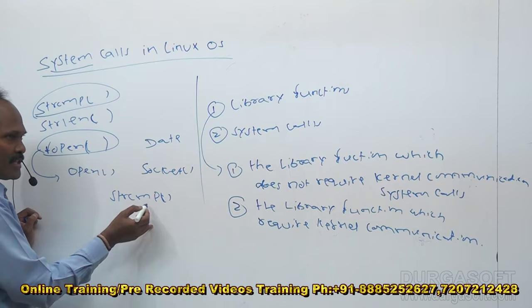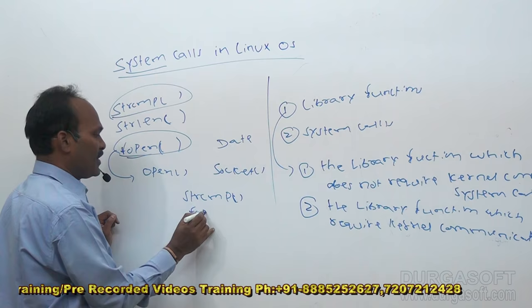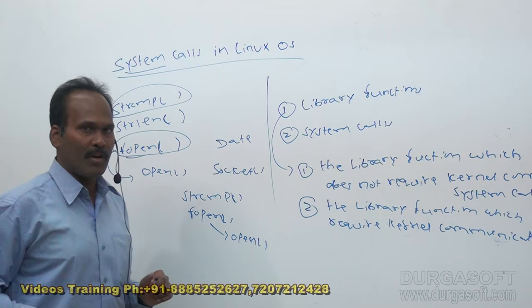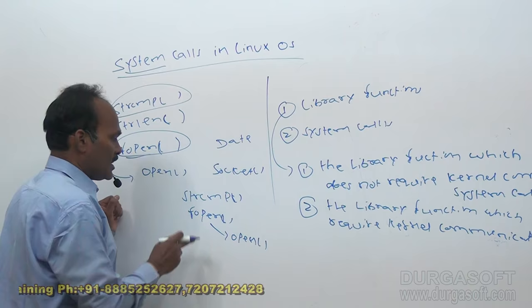And let us say the fopen function. So the fopen function is a high level function, which comes under a library function. Internally it is going to communicate with the open function. Open is a system call. So directly it is going to communicate with the kernel of the operating system. Okay, fopen function, open function.